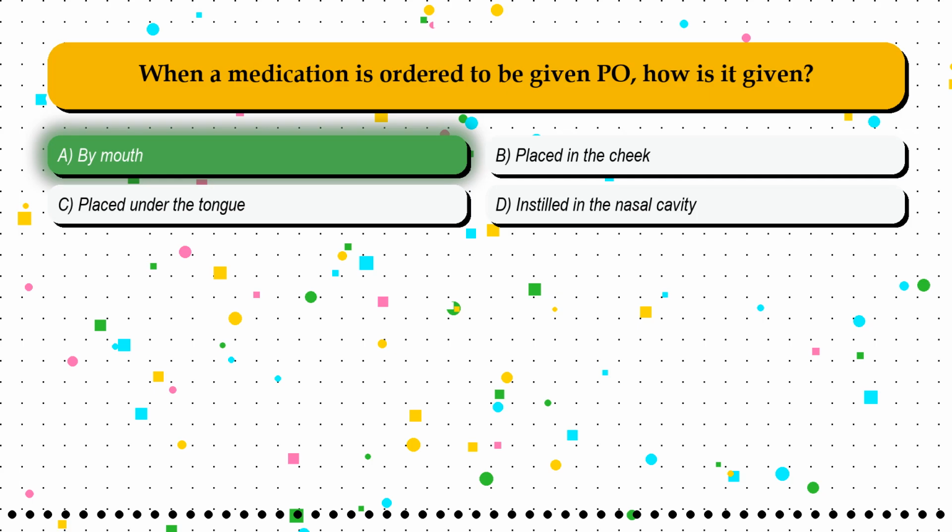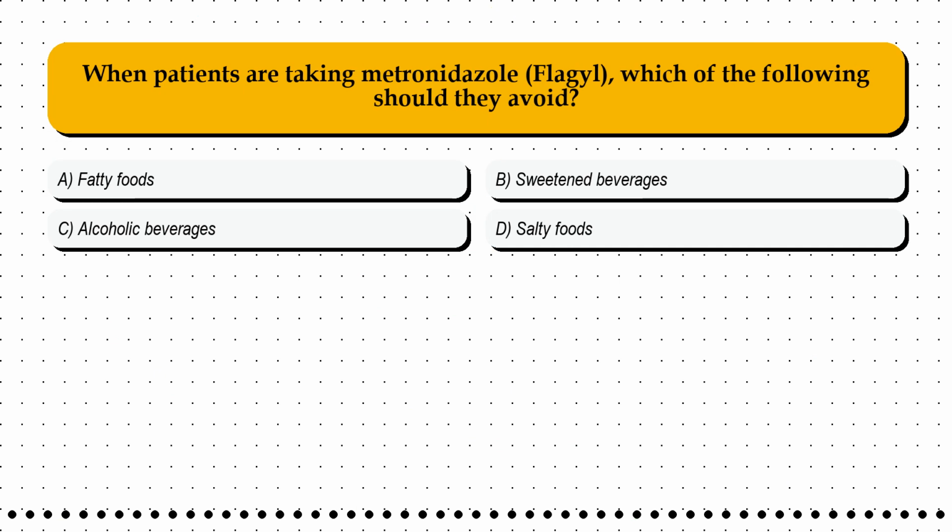The correct answer is option A. By mouth. Question 21. When patients are taking metronidazole, Flagyl, which of the following should they avoid? Option A. Fatty foods. Option B. Sweetened beverages. Option C. Alcoholic beverages. Option D. Salty foods.